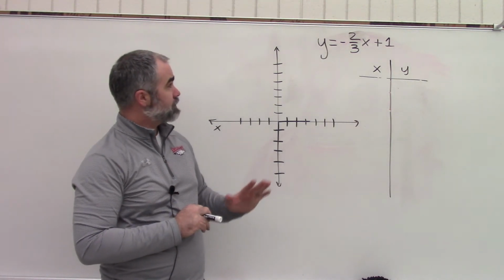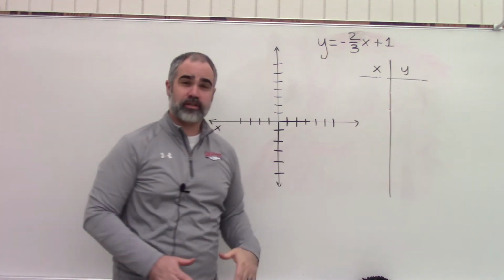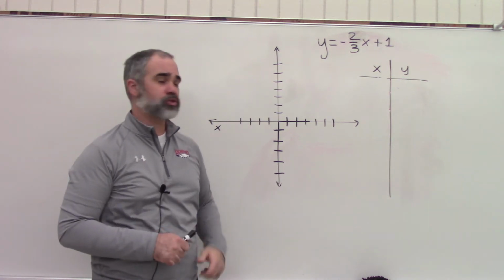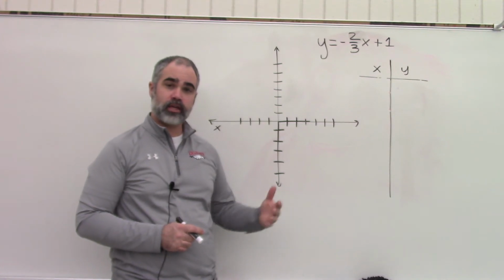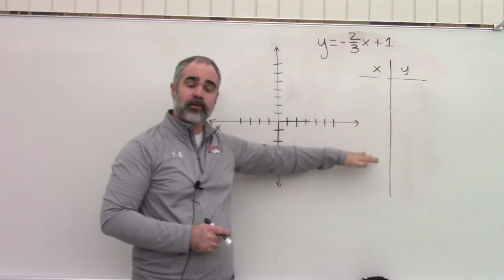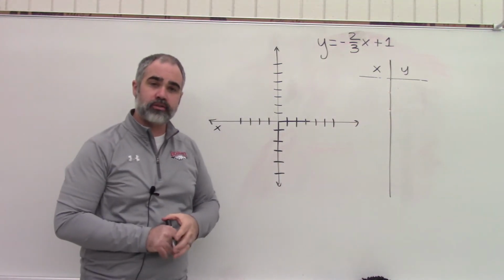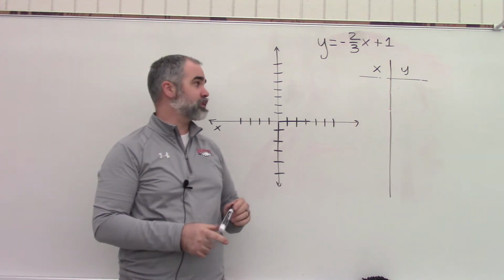Notice on this one, I've got a negative and a fraction here, so we're getting quite a bit more challenging. Let's go ahead and plug in some numbers for this. Again, remember, we're going to take a look at our table first. Once you get a little better, you won't need to do the table first, but let's see what happens.